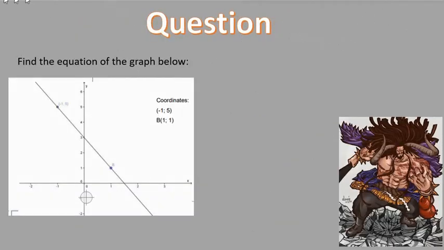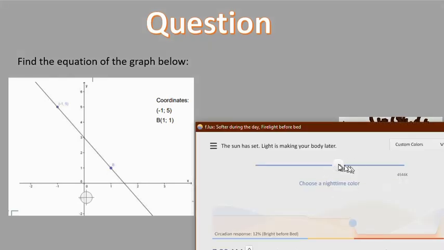So right here, I want you to admire the beauty of this question. This question is very nice. Very, very nice. It says find the equation of the graph below.